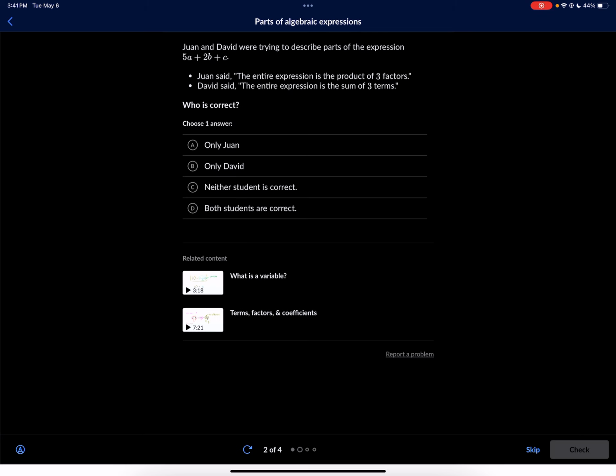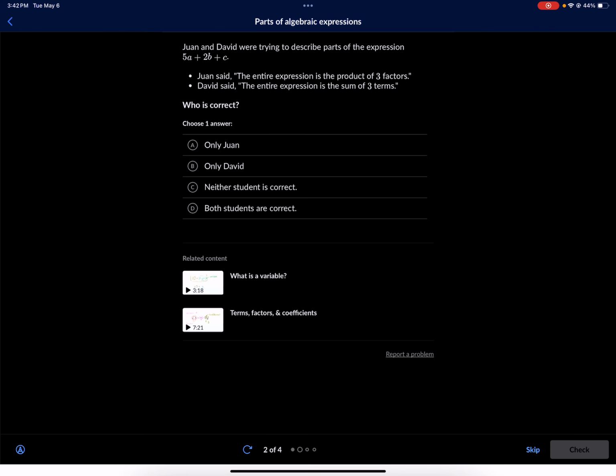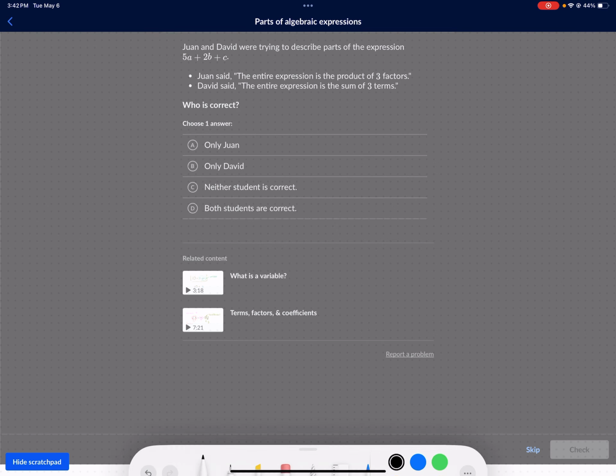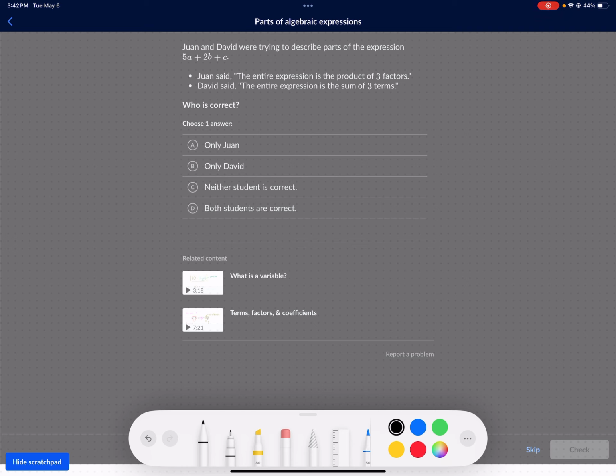Okay. Juan and David were trying to describe parts of the expression 5a plus 2b plus c. Juan said the entire expression is the product of three factors. David said the entire expression is the sum of three terms. Who is correct? Well, the product is multiplication, and here it is addition. So this isn't correct. So Juan isn't correct. So it's either B or C.